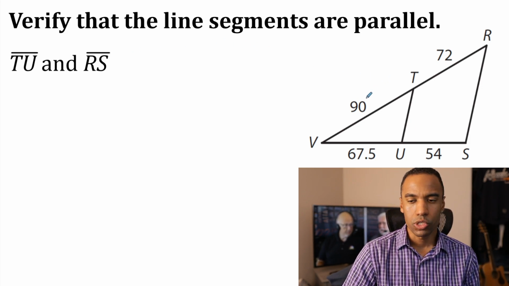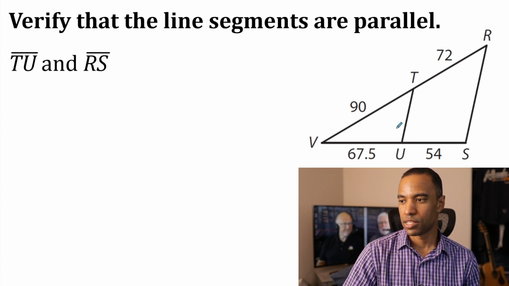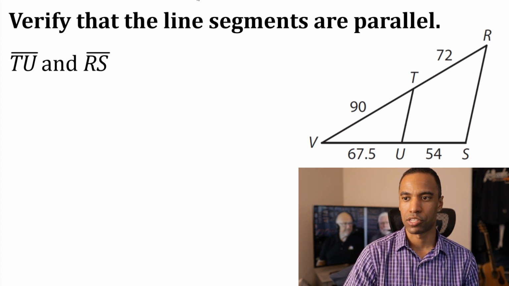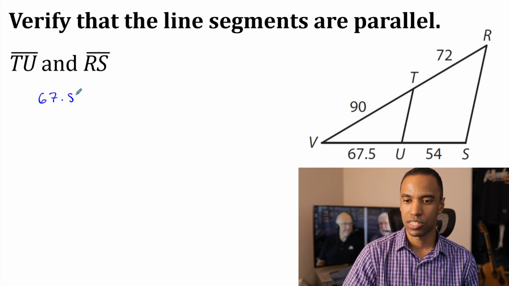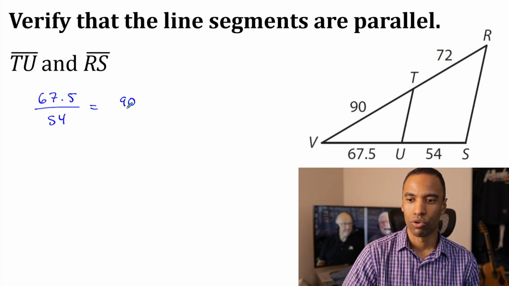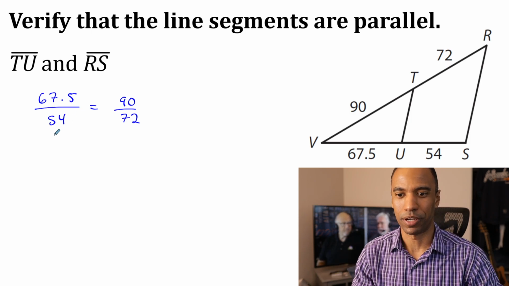And again, no change, only now we have a decimal. Is TU parallel to RS? Well, this time we are putting the side splitter theorem into effect. 67.5 over 54 equals 90 over 72. All right, time to bear down here. Let's see if we can reduce this.